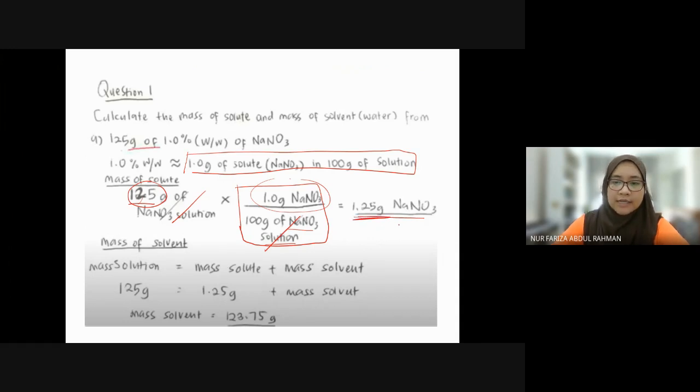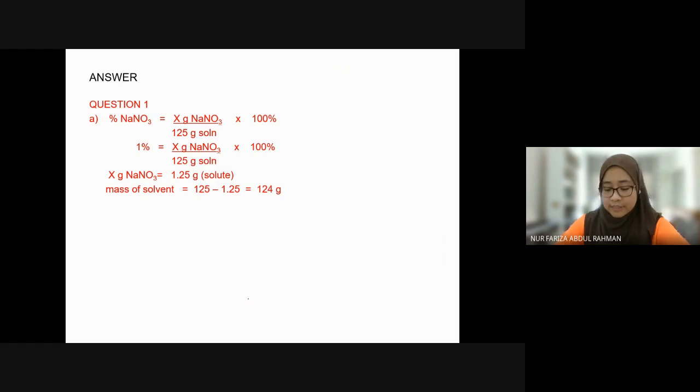All right, so we are done with mass of solute. Next, the question is also asking for mass of solvent. Since we have the mass of solution, which is equal to 125 grams, we know that mass of solution is equal to mass of solute plus mass of solvent. We have determined the mass of solute just now, so we can calculate the mass of solvent. So the answer is 123.75 gram. This is the answer provided in the slides.